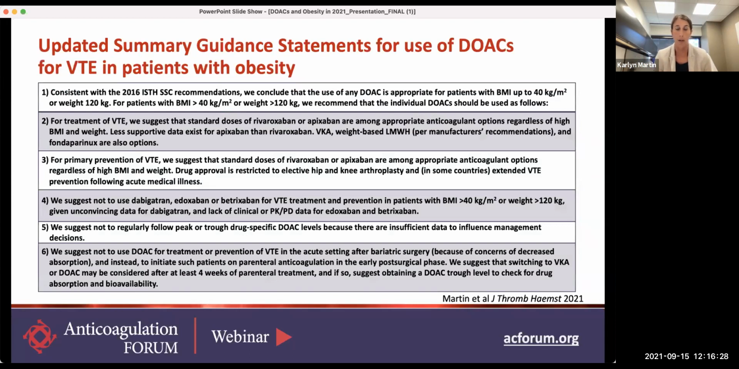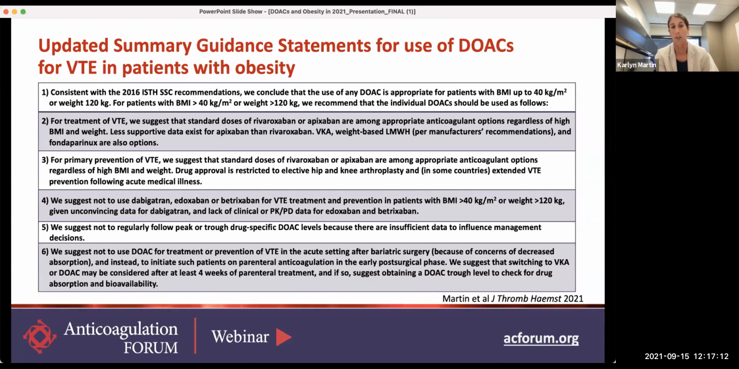So here are our updated summary guidance statements for use of DOACs for venous thromboembolism in patients with obesity. So number one, consistent with the 2016 guidance recommendations, we say that the use of any DOAC is appropriate for patients up to a BMI of 40 or weight of 120 kilos. If a patient is above 40 kilograms per meter squared or a weight greater than 120 kilos, we separate the DOACs individually and suggest that standard doses of rivaroxaban or apixaban are appropriate regardless of high body weight and BMI.